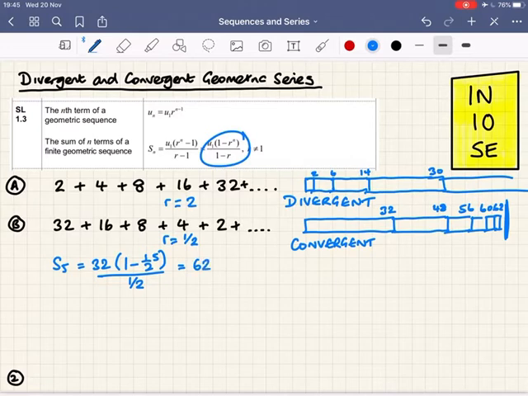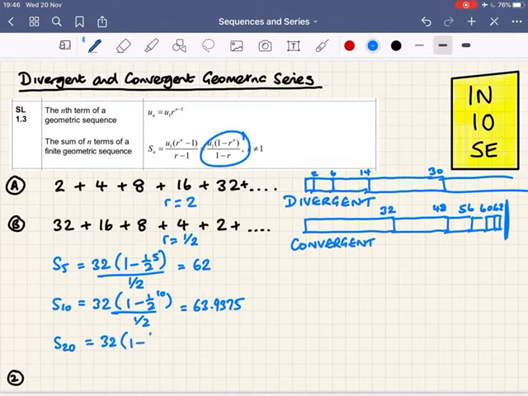If I move along the series and look at what happens after 10 terms, I'm going to have 32 times 1 minus a half to the 10 all over a half. And this time, the total is only a tiny bit bigger. It's 63.9375. And if I go even further, S20, 20 terms now, 32 times 1 minus a half to the 20 all over a half, you'll see the total has barely changed. It's 63.9999.